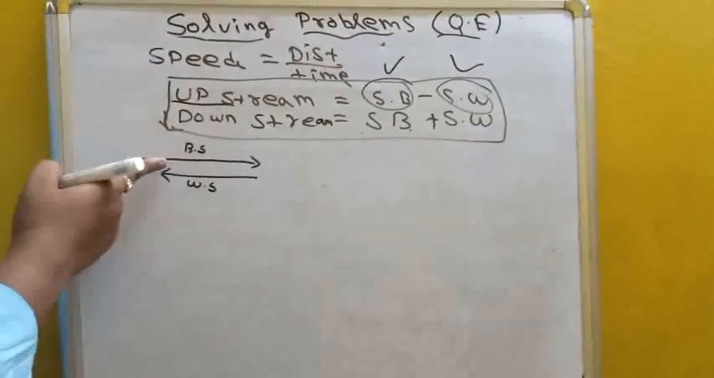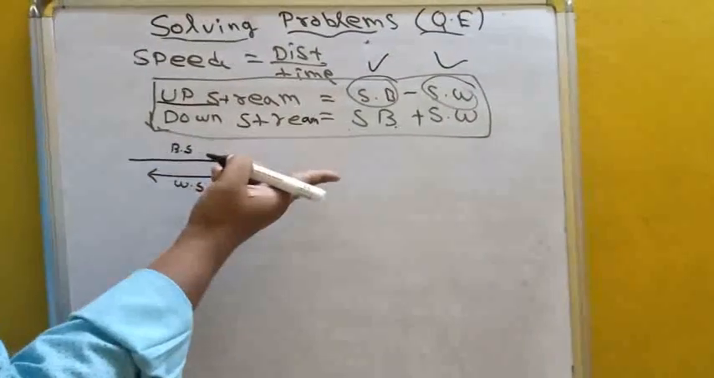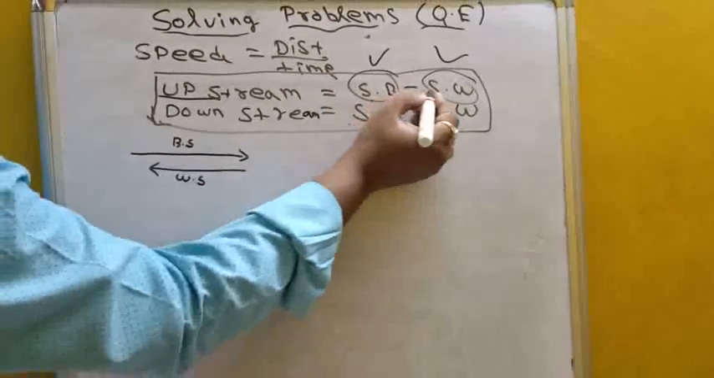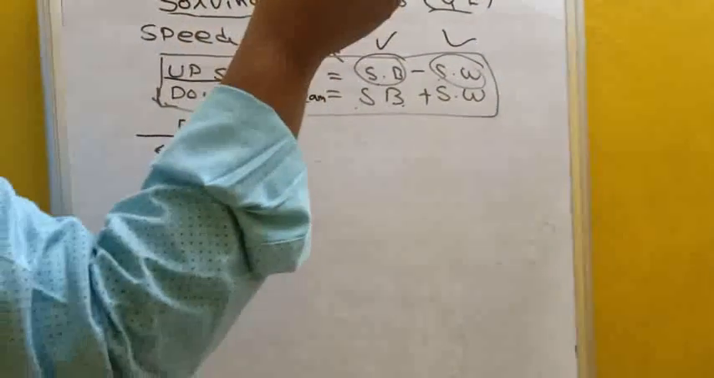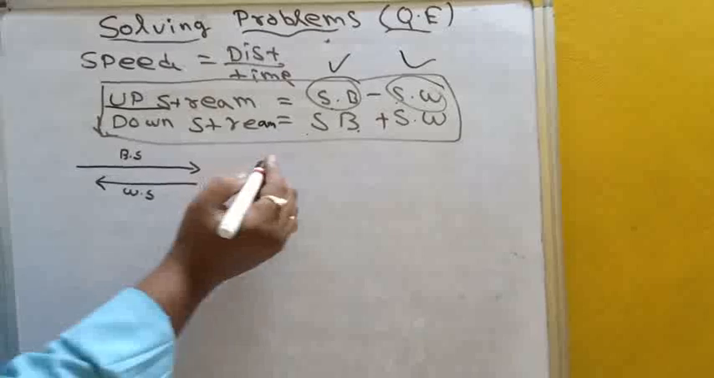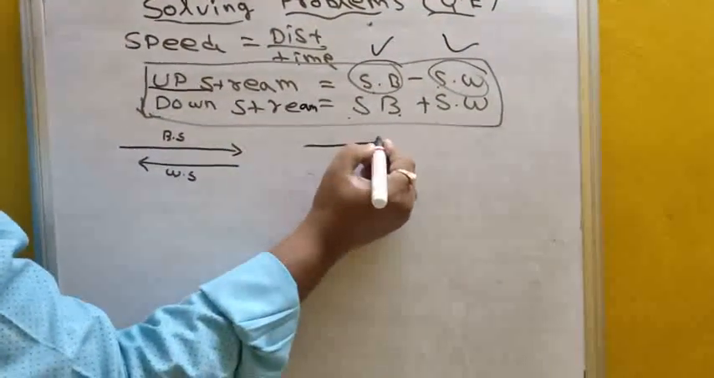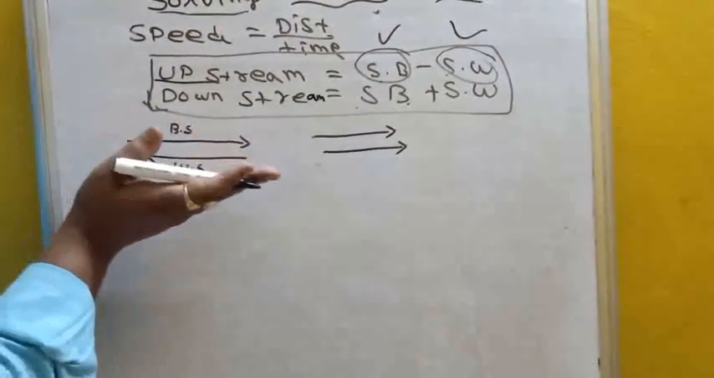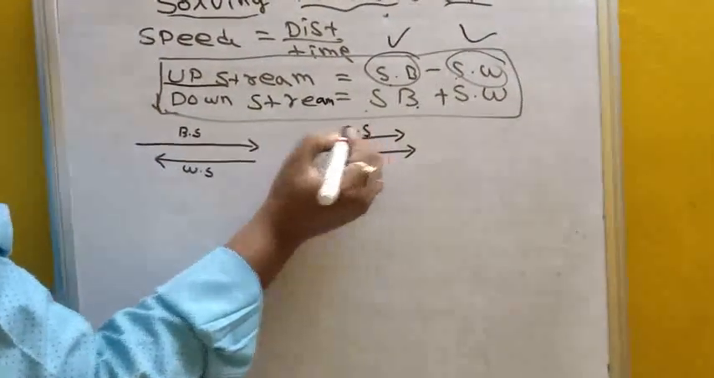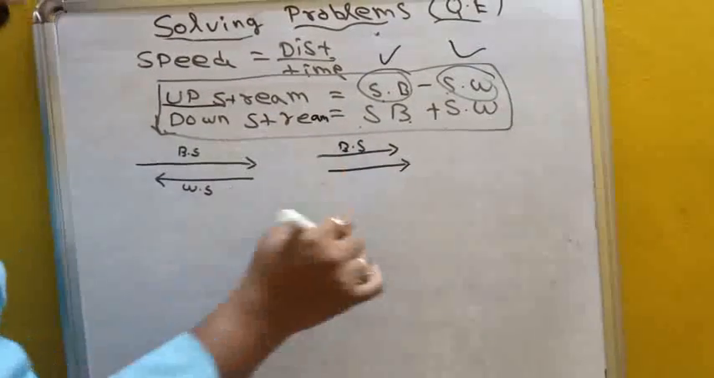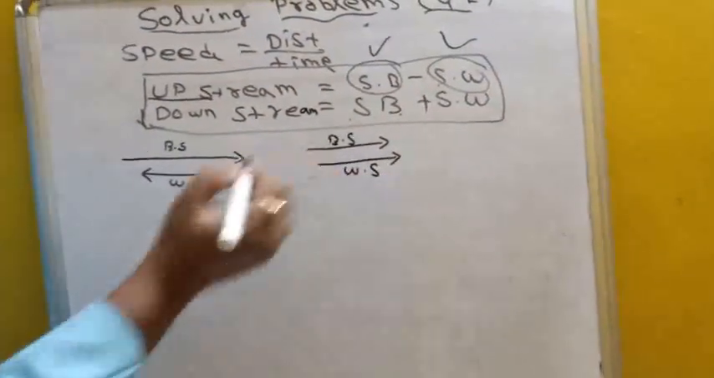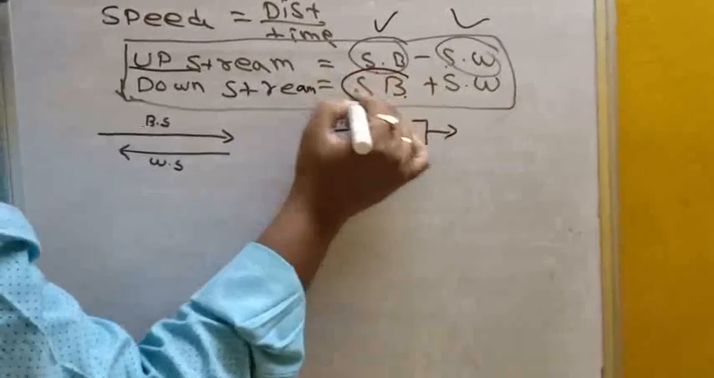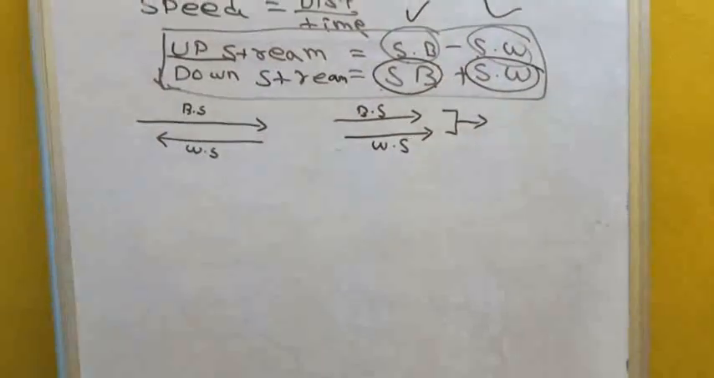So upstream means the boat moves in this direction and the water against it. So speed of the boat minus speed of the water is your resultant speed of the boat. Clear? Next, what did he tell about the downstream? The boat is moving in this direction and the water also in this direction. So the resultant speed is the speed of the boat plus the speed of the water, the total speed.